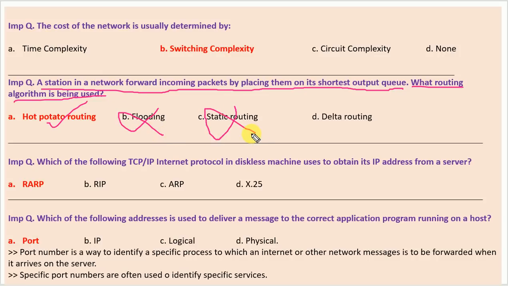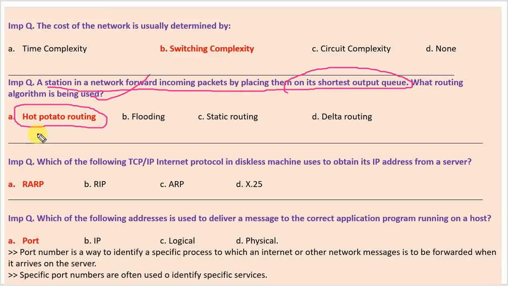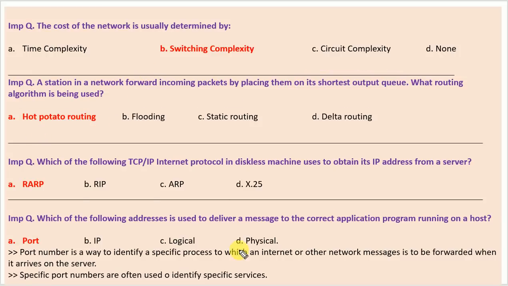It will not be associated with static routing. It will not be associated with delta routing. The correct answer is hot potato routing. It's very important. That's why I told it's a theoretical question related to algorithm in computer network. Remember that if I have a station in a network forward incoming packets by placing them in a shortest output queue, what algorithm is used? The answer would be hot potato routing.